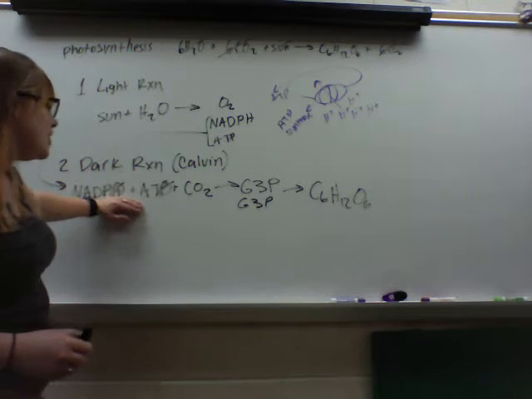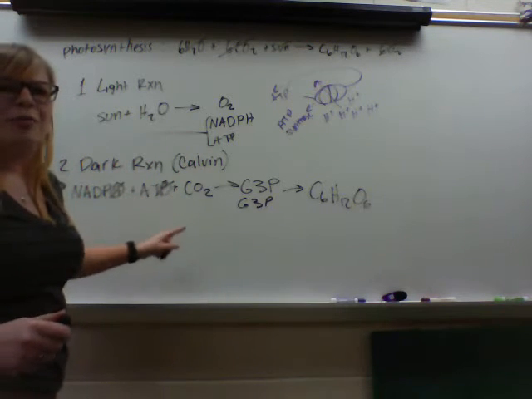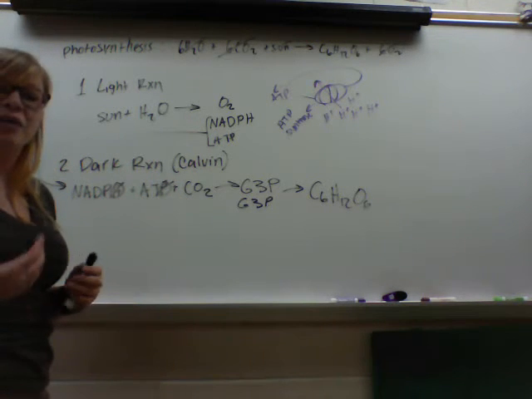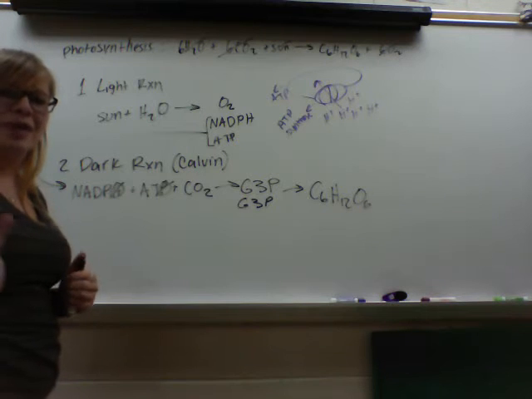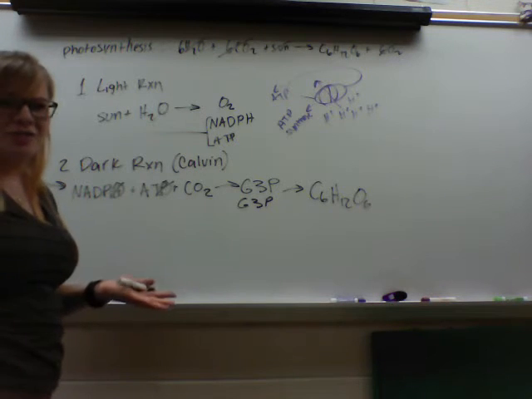Oxygen leaves. Those 2 move on to the dark reaction. The H from NADPH and the P from ATP combine with the carbon dioxide. When those combine, you get a G3P. When 2 G3Ps combine, then you get a glucose. That's photosynthesis.